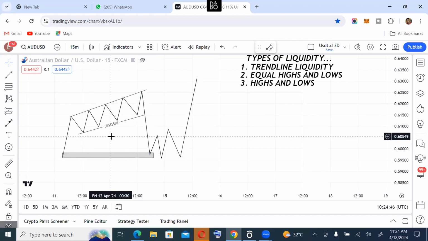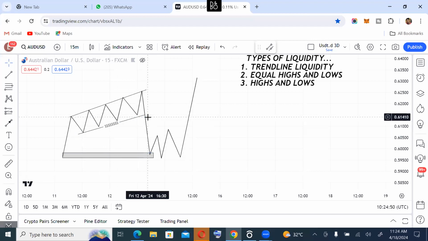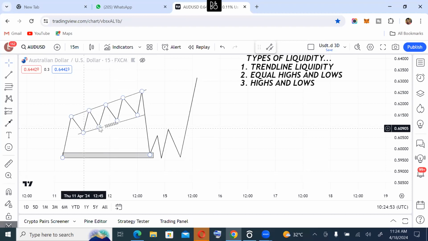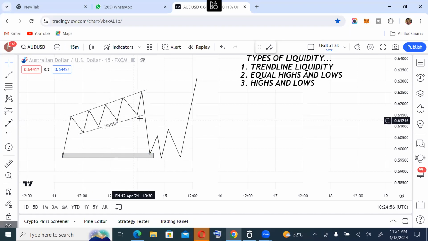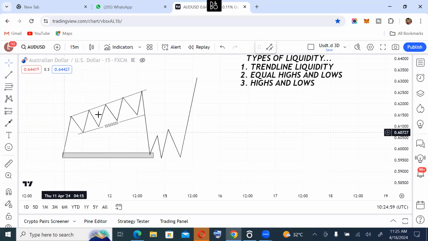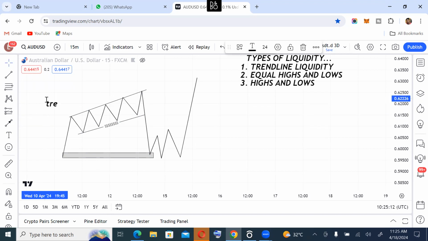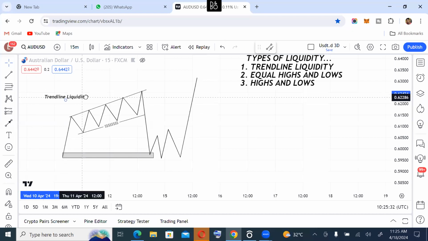When you say you are inducing someone, you're trying to make the person do something out of his will. So this trend line liquidity here is called an inducement. Most of the time, it is inducing you to go into this trade earlier than you should have. So let's call this trend line liquidity.